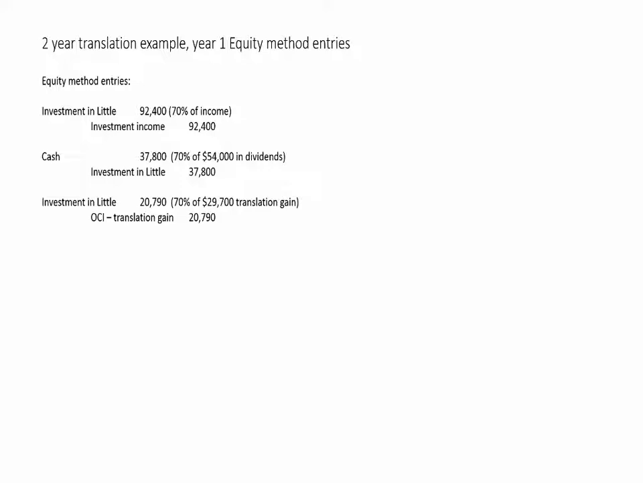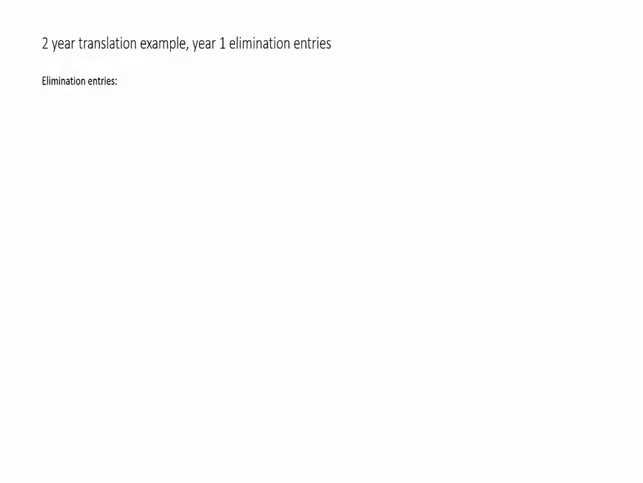And now the new one, Big reports their share of the other comprehensive income. Recall that Little had a $29,700 translation gain, so Big reports their share of that, or $20,790. For our elimination entries, as always, we're going to go ahead and eliminate the subsidiaries' beginning of year equity accounts. And that total of $525,000 is going to be split 70-30 between the investment and the non-controlling interest. A for amortization, not applicable.